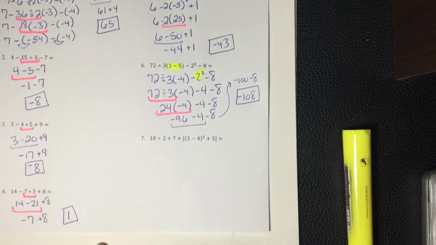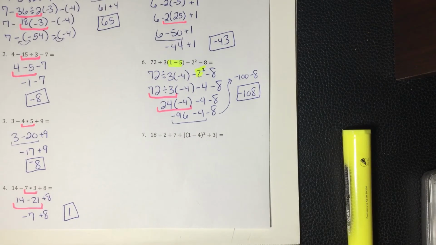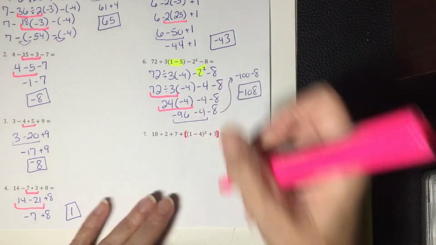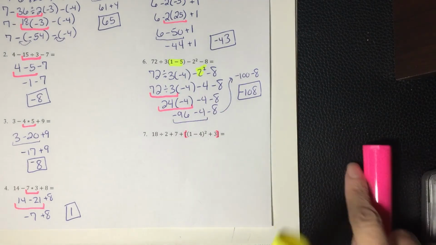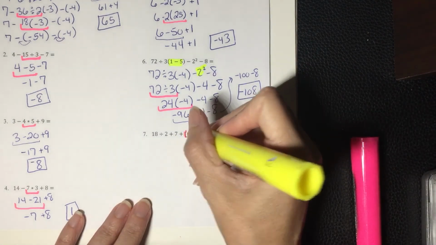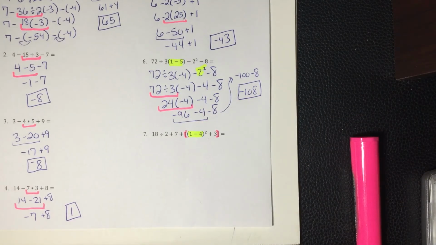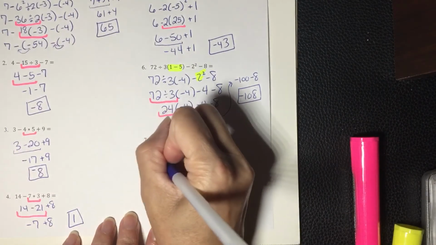All right, so our last one in this video is number 7. Notice this one has multiple grouping symbols. So I've got these brackets, but then I've also got these parentheses. So we always want to start with the innermost. So I'm going to start here with the 1 minus 4. So everything else is going to come down.